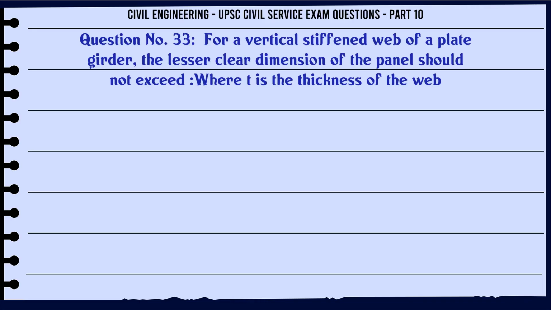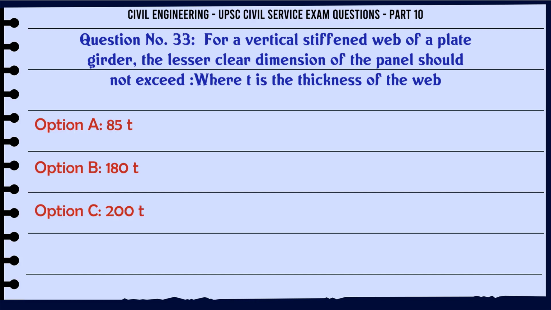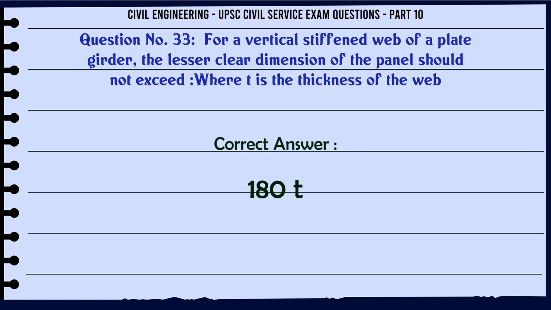For a vertical stiffened web of a plate girder, the lesser clear dimension of the panel should not exceed, where T is the thickness of the web. A. 85 T. B. 180 T. C. 200 T. D. 250 T. The correct answer is 180 T.